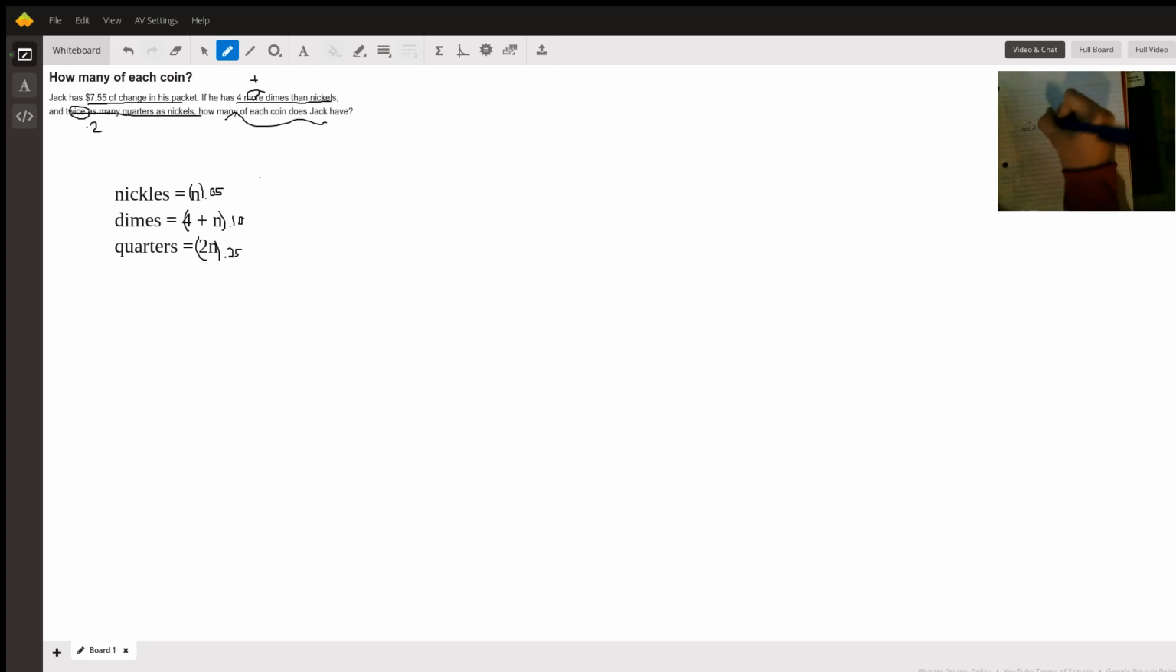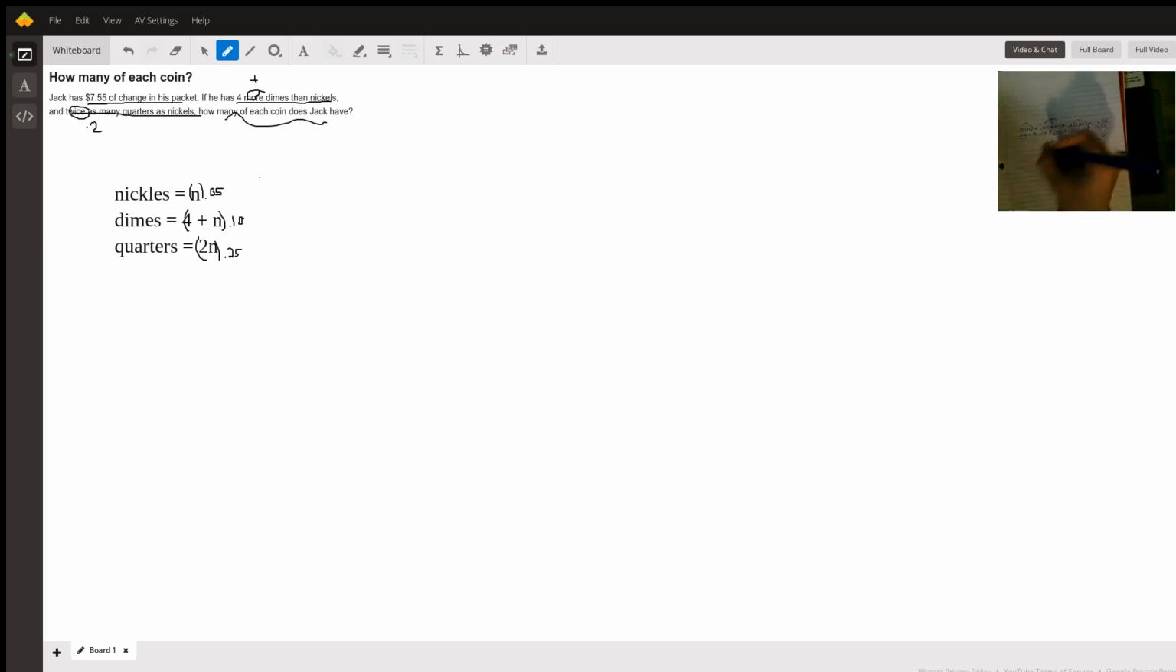So now I do the distributive property, and I need to distribute to each thing. So 5 cents times n is 0.05n, plus here I have to distribute to 2 terms, so 10 cents times 4 is 40 cents, plus 10 cents times n is 0.10n, plus 25 cents times 2n actually gives us 0.50n, equal to $7.55. Then I have to combine my like terms. 5 cents plus 10 cents plus 50 cents gives me 65 cents n. This 40 cents didn't match with anything, so we can just bring it down because we didn't have to combine any like terms, all equal to $7.55.